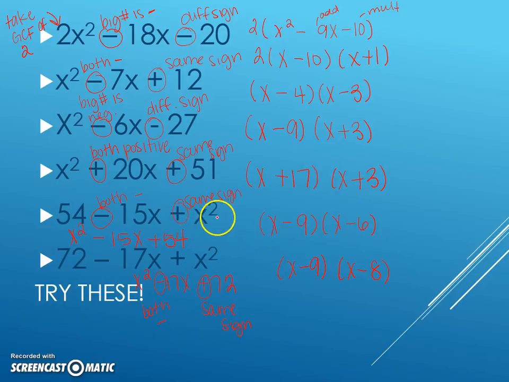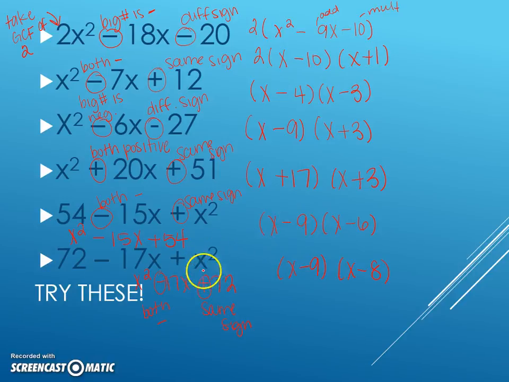This next one, we rearrange. Our x squared comes first. It's a positive x squared. Then we have a minus 15x. And then this is a positive 54. So we just reordered it. That way it looks like exactly what we're used to looking at. Factor what multiplies to be 54 and adds to be negative 15. So both the same sign and both negative signs. So x minus 9, x minus 6.